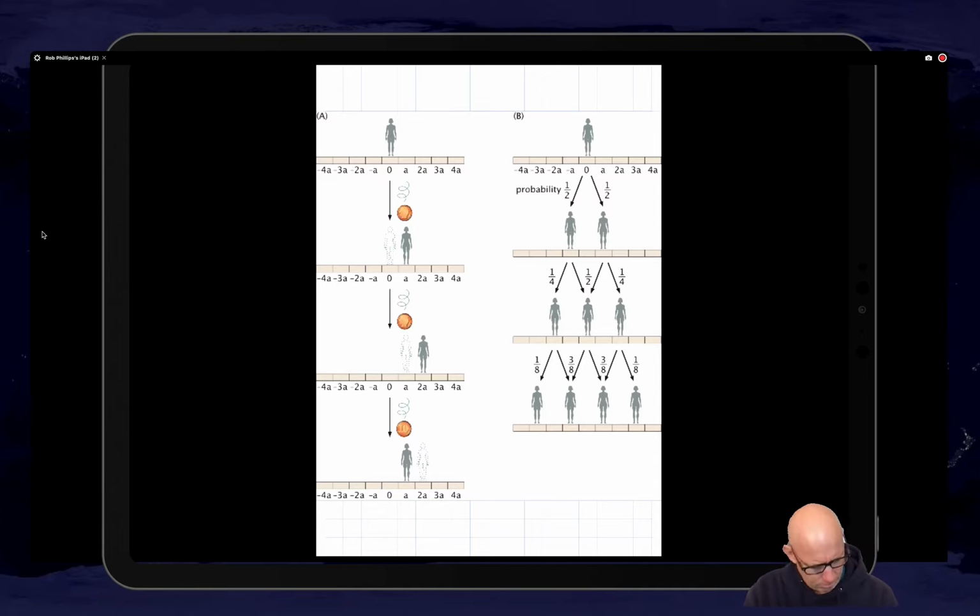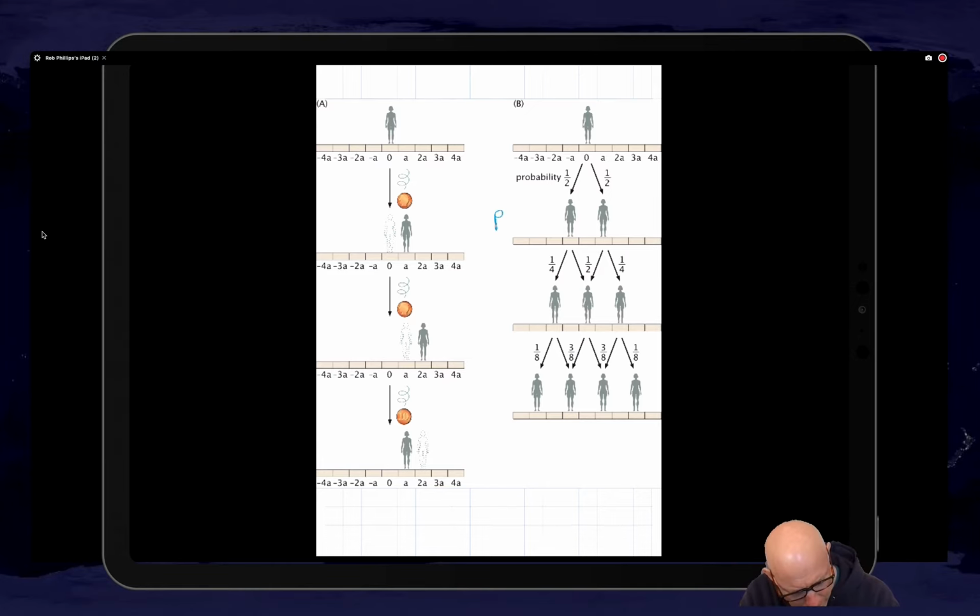In other words, well, let's examine it. So walker starts at the origin. At time step number one, she flips a coin. And as a result of that coin flip, she has a 1/2 chance of going one step to the left, and she has a 1/2 chance of going one step to the right. So the probability of a left step, or said differently, the probability of being at minus a, P at minus a, is 1/2. The probability of being at a is 1/2. So both of those things can happen.